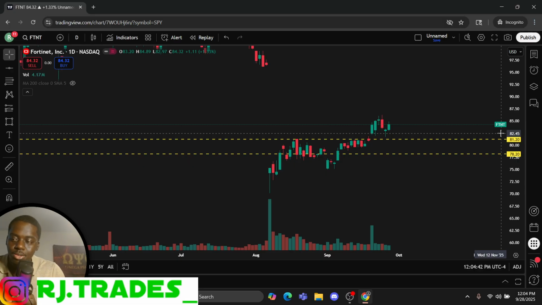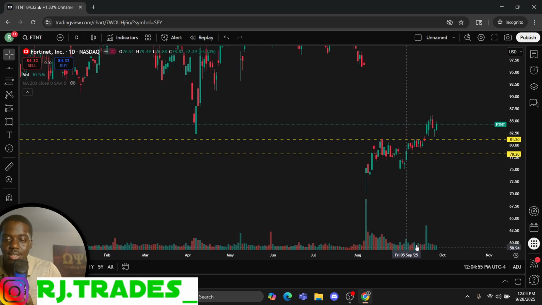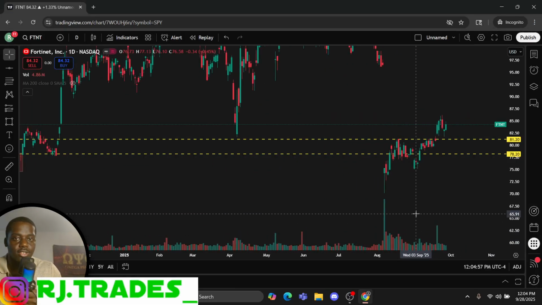Keep this in mind. I'm telling you all of this for a reason. It is all going to tie in together. So that is support and resistance, and that is candlesticks very quickly.